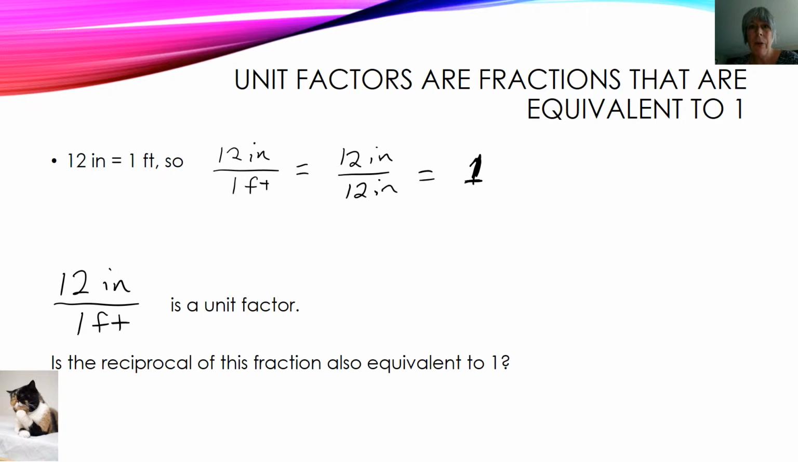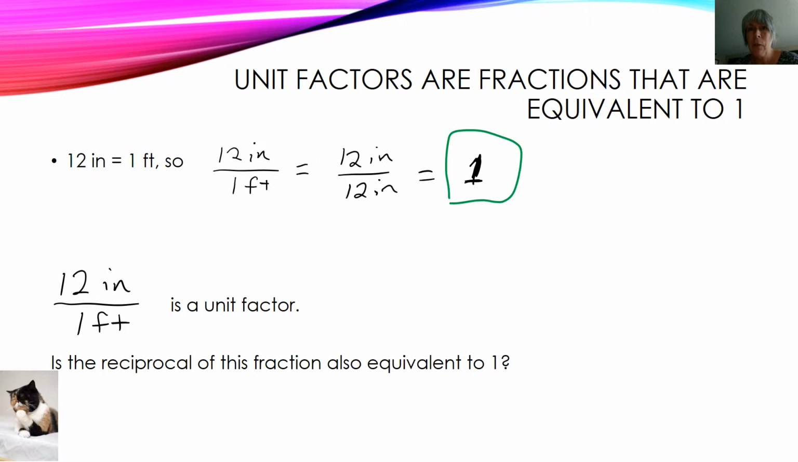Anytime you have equivalent measurements, you can write those measurements as a unit factor, which I sometimes call a conversion factor. For example, we know that 12 inches is equivalent to 1 foot. I can write 12 inches over 1 foot as a fraction because 12 inches is equivalent to 1 foot. That fraction, 12 inches over 1 foot, is actually a conversion factor that's equivalent to the number 1. Now, anytime you multiply something by 1, it doesn't change the value of what you're multiplying it by, and that's something we'll look at in a little bit.